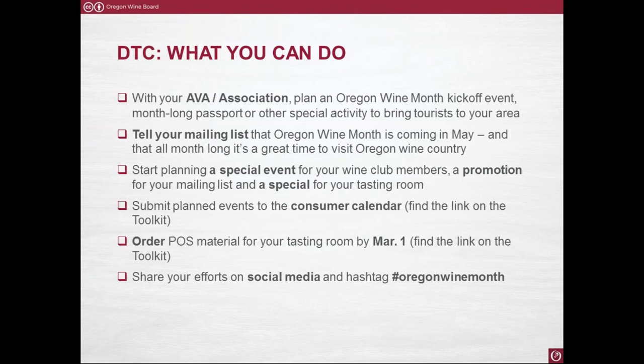So what can you do? With your AVA or association, you can plan a Wine Month event, month-long passport, or other special activity to bring out visitors. You can tell your mailing lists that Wine Month is coming and that all month long is a great time to visit wine country. You can plan a special event or a promotion. Please submit all of your planned events to the consumer calendar, find the link in the toolkit. And as Christina mentioned, POS materials for your tasting rooms, orders are due by March 1, so you'll have them in-house early April, the beginning of April. And again, share your efforts on social media and hashtag Oregon Wine Month.